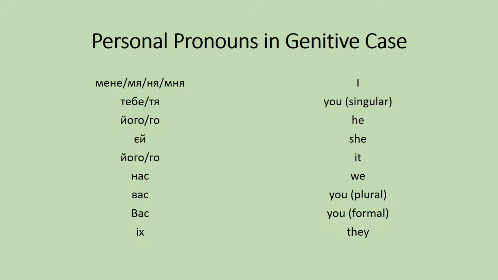To say we in the genitive case, it is нас. To say you plural in the genitive case, it is вас. To say you formal in the genitive case, it is вас. To say they in the genitive case, it is ich.